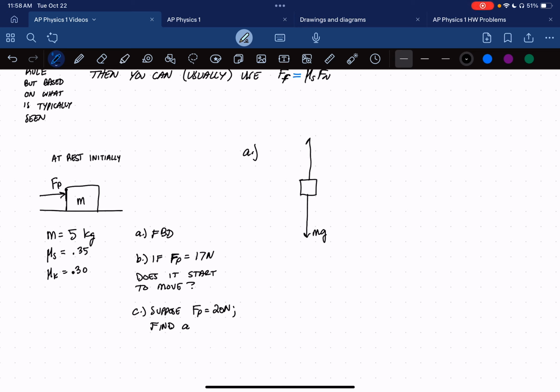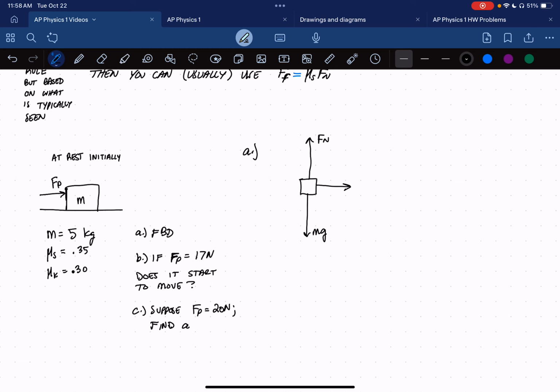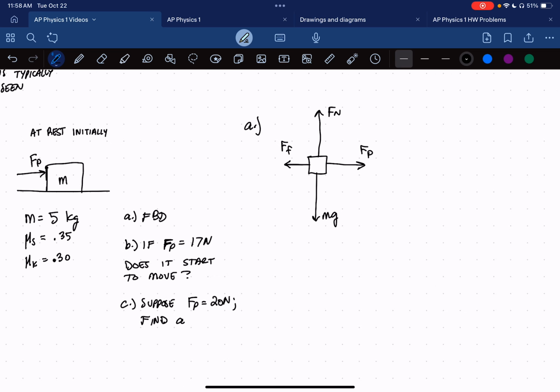G, Fn, pushing force Fp, and there is friction. Now, I don't know the magnitude of the friction at this moment, so I just kind of drew it there. Okay, so question B, if Fp is 17 newtons, does the object start to move?